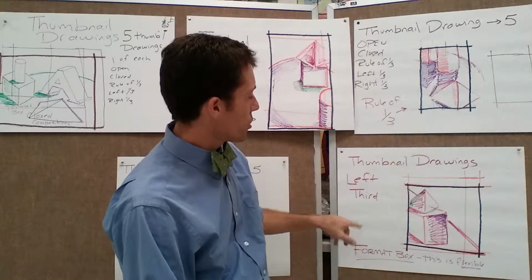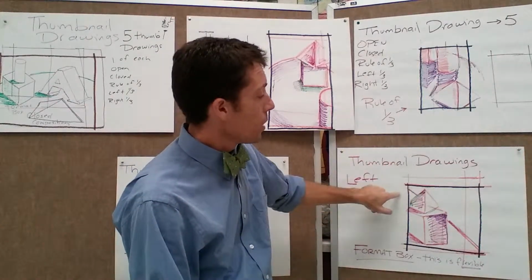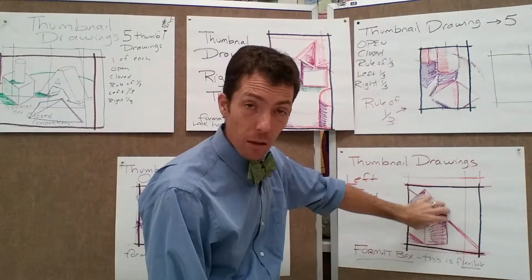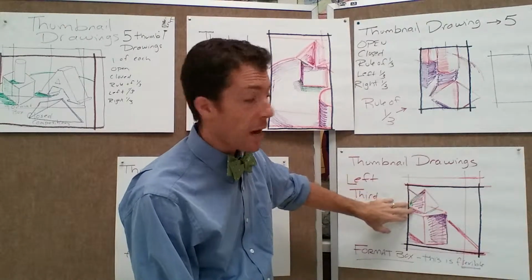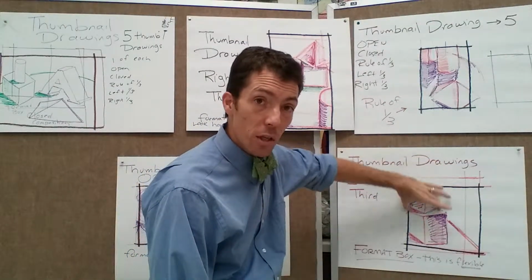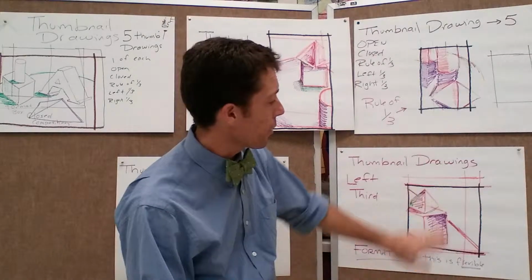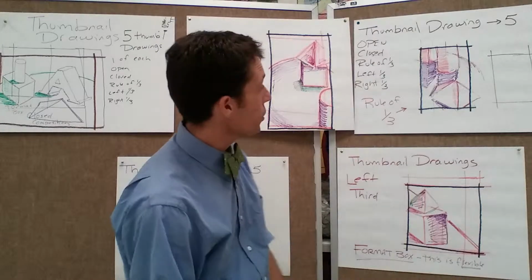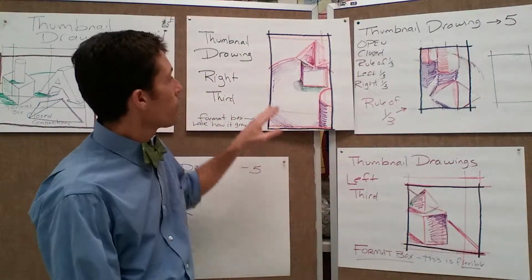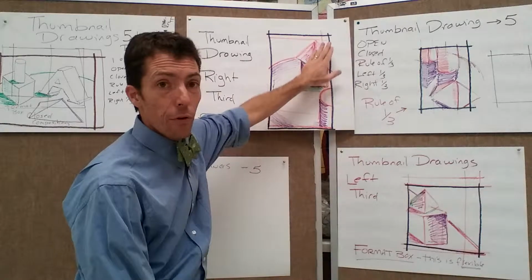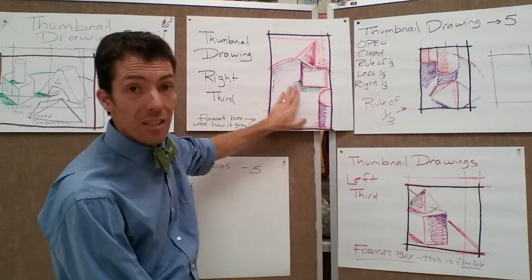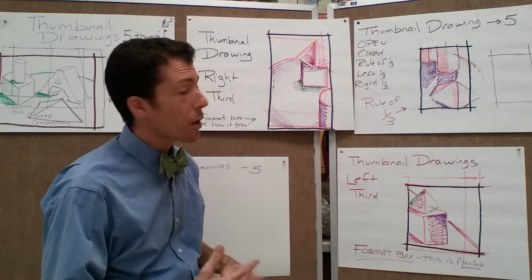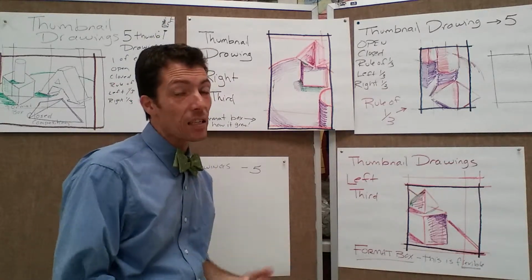Another one of my compositions is the left third. So instead of doing what amateurs do and putting your focal point smack dab in the middle of the picture plane, I push it to the side. In this case, most of the composition's in the left third. That gives me lots of negative space over here to play around with. And then right third is just the opposite. Right third, most of the composition happens in the right third of the picture plane with all of this negative space happening here.